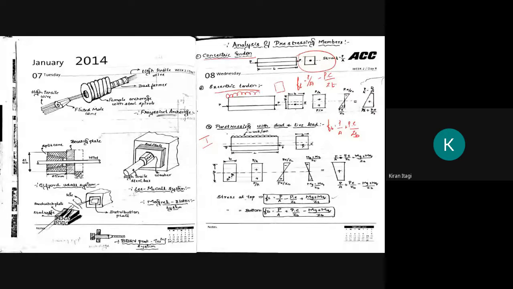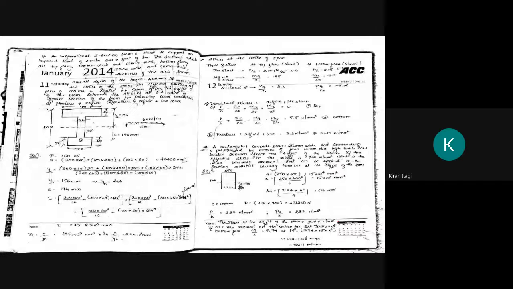When loading is provided, we have to determine the dead load and live load. Dead load and live load will be already given. So the moment with respect to dead load we have to find out, and the moment with respect to live load we have to find out. And this is the formula for the respective top and bottom fiber. So in last class we solved the I sections.